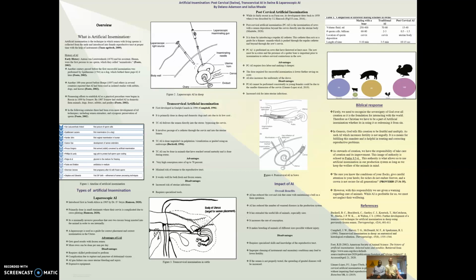Some of the disadvantages of PCAI include that it cannot be performed consistently in younger females. This is due to the fact that the cervix has not completely relaxed as yet, and it is not completely developed as yet. So it is definitely harder to inseminate the younger females with this method. And also, with any method, there's an increased risk for intrauterine infections. And below that, you can see a diagram that depicts what post-cervical insemination looks like in the sow.